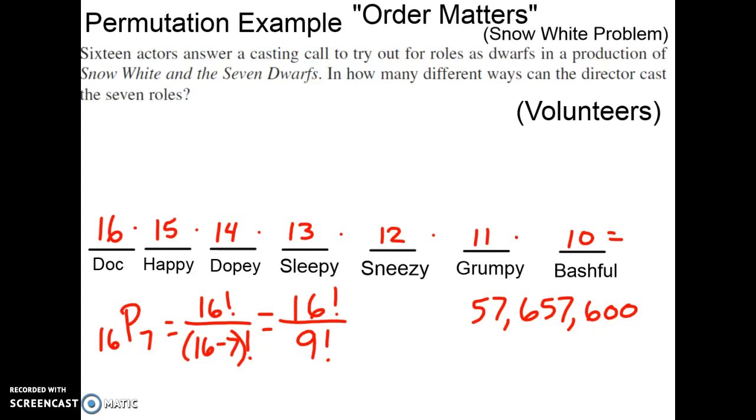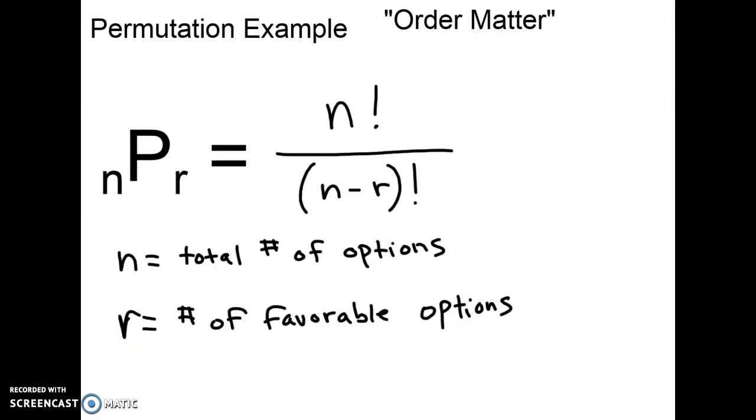And as you can see here over at the end, we don't have anything past 10. The 9 times 8 times 7 times 6, that all got divided off. And so this 16 factorial divided by 9 factorial, if you were to plug that into your calculator, you'd be getting the same thing. So this is a rather important formula when you're talking about things where order matters. So n factorial divided by n minus r factorial is your permutation formula that you want to be using for those types of problems.